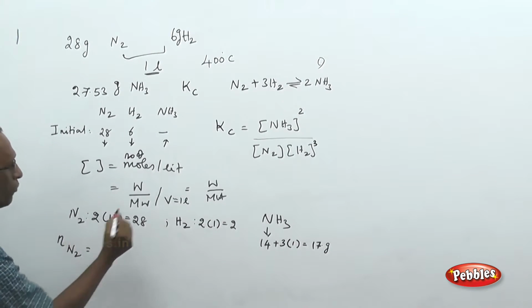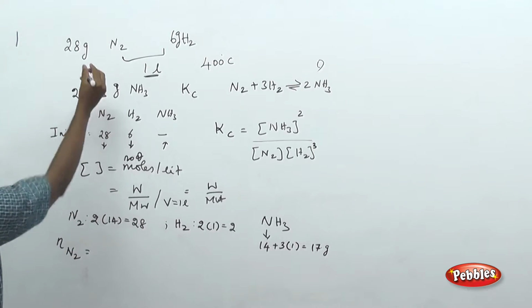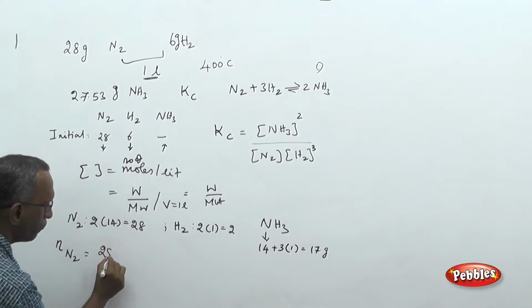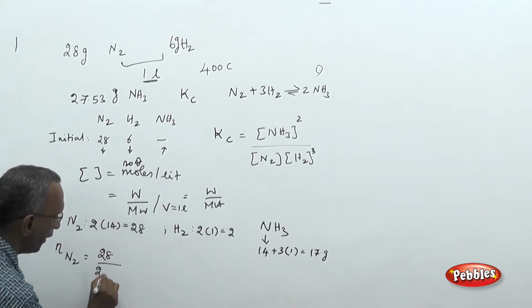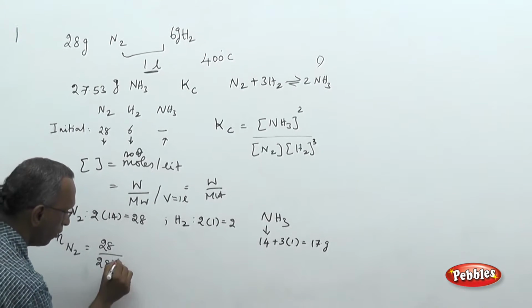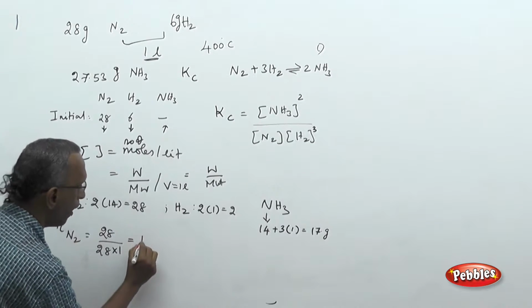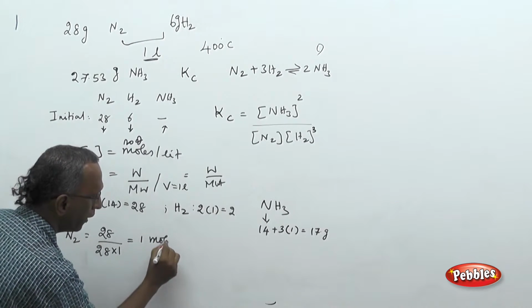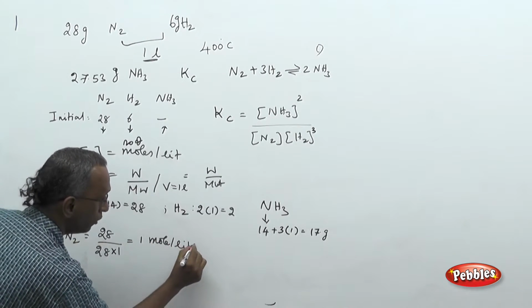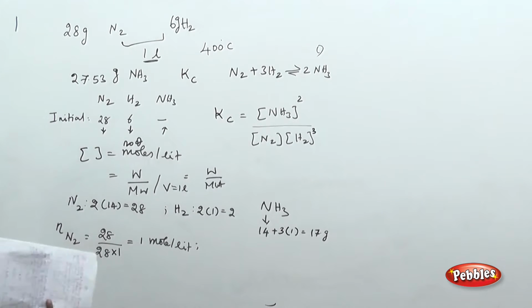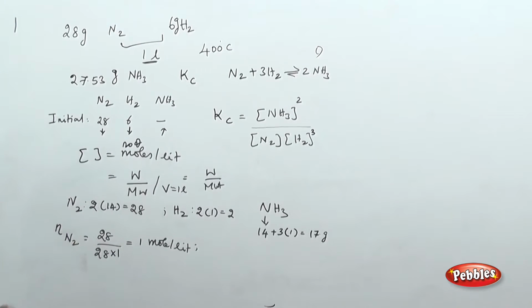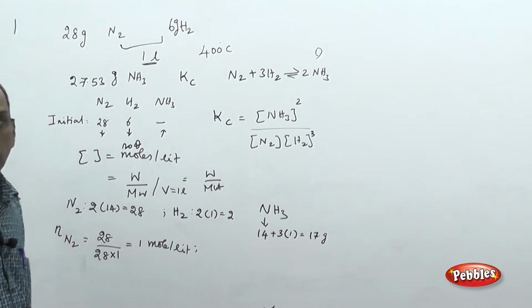So here weight of nitrogen is 28. Molecular weight of nitrogen is also 28. The volume is 1. So moles per liter, 1 mole per liter. 28 divided by 1 is 1 mole per liter.